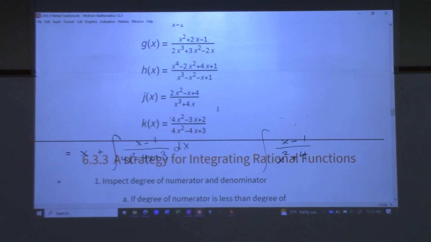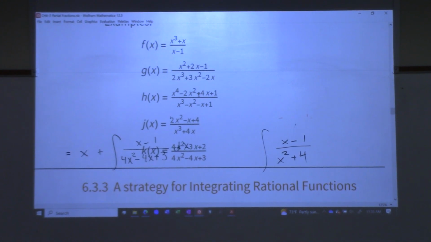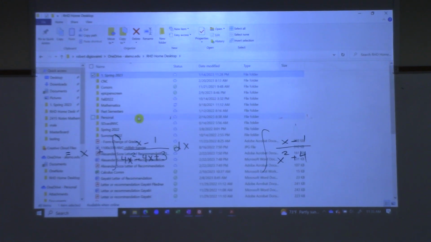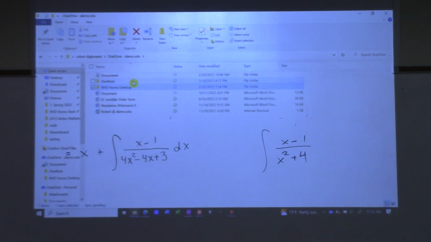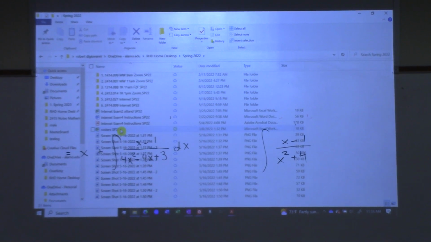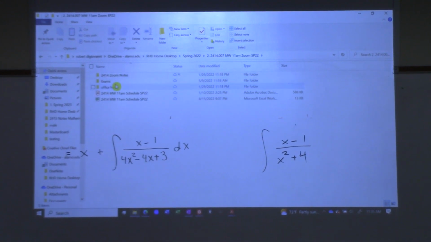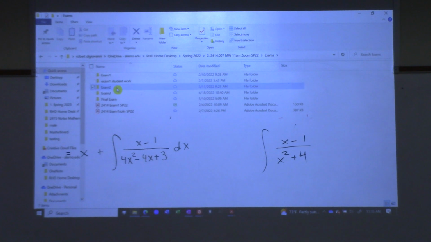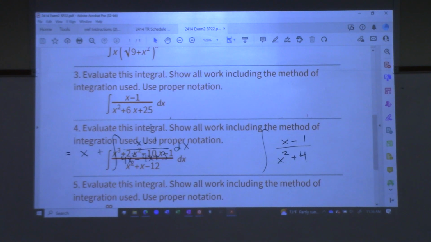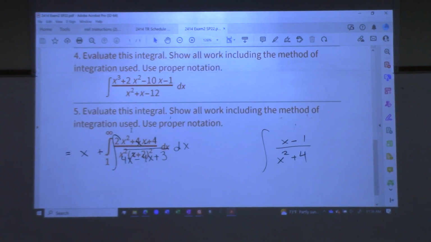We have completed the problems on here. I think what I'm going to do right now is pull up an old test and see what kind of problem I've thrown on a test, and let's see how we do with it. Everyone's all quiet now. Exams, ooh. There we go. Let's do that one.